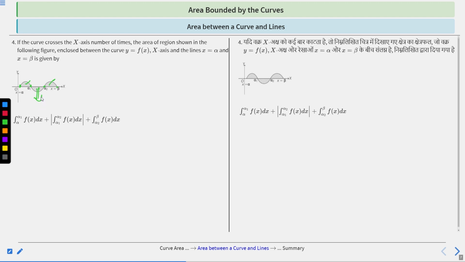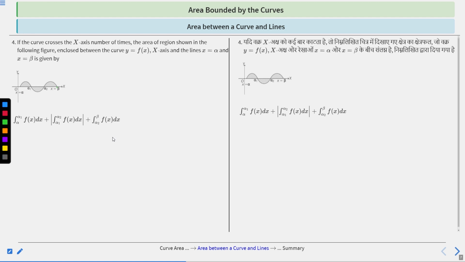But actually the area is basically the whole shaded region. That is, we have to add all three things to calculate the area of the whole shaded region, right? But while integrating, we are basically subtracting. So we have to keep in mind, if the area is below the x-axis, then we have to take the magnitude, right? What we will basically do is calculate the integral of f(x) dx from alpha to alpha 1, plus the magnitude of the integral from alpha 1 to alpha 2 of f(x) dx, plus the magnitude of the integral from alpha 2 to beta of f(x) dx.